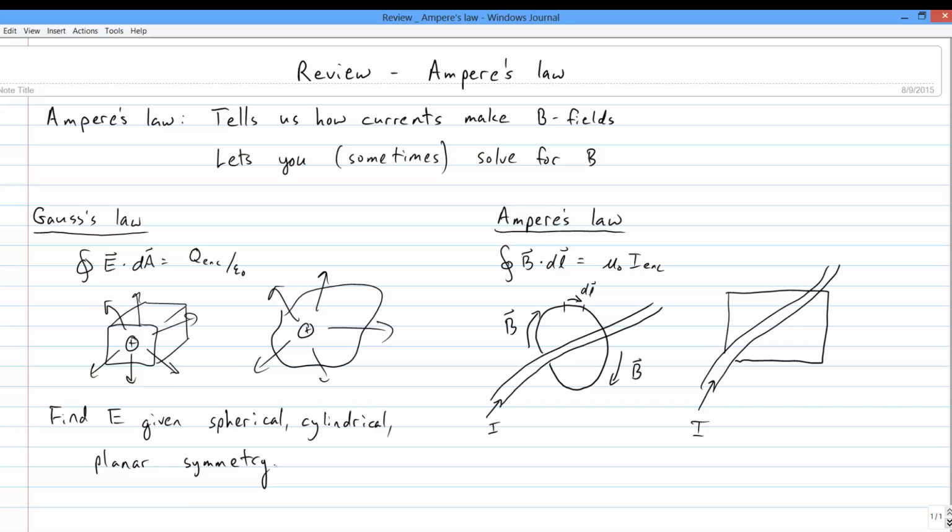You can expect that to work with Gauss's law if you have a charge distribution with spherical, cylindrical, or planar symmetry. And you can expect it to work with Ampere's law if you have a current distribution with cylindrical symmetry. Let's see how this works out in practice. Every step in the procedure for solving for B fields with Ampere's law has a corresponding step in the Gauss's law procedure. So I'll do two simple examples side by side.